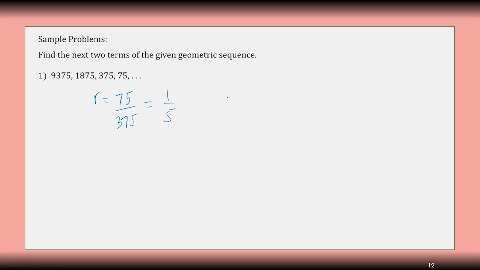So we have 75 times 1 over 5. The answer here is 15. Then the 15 is our next term. Then the next after 15 is 15 times 1 over 5. The answer there is 3. So these are our next two terms.